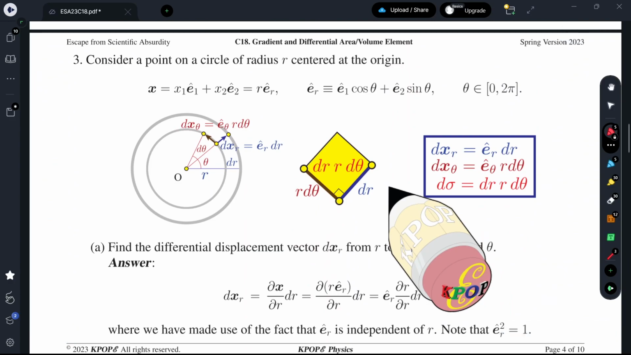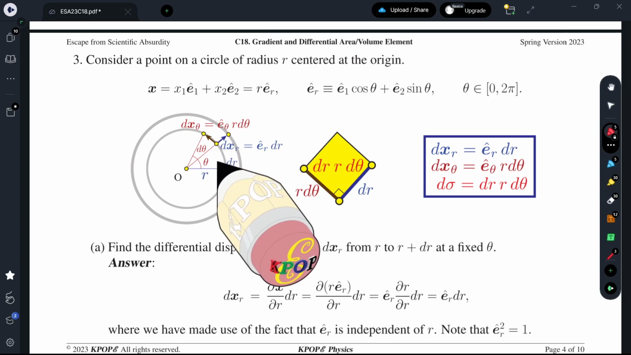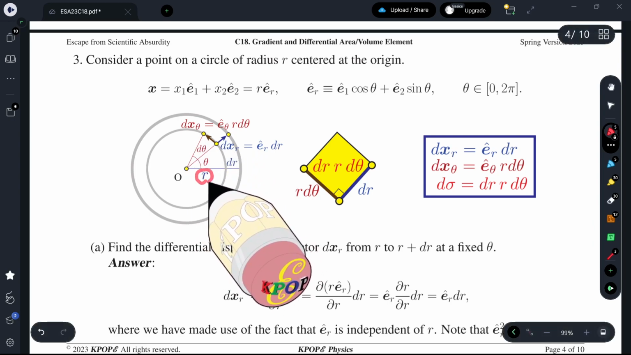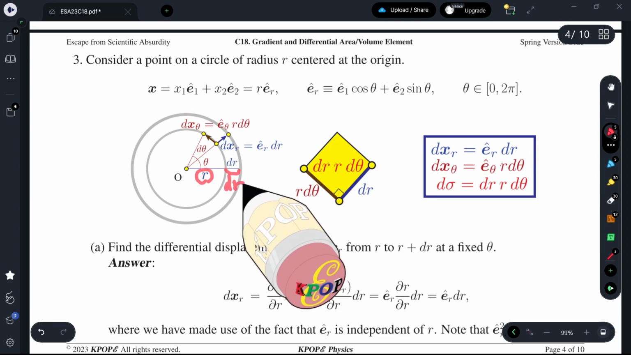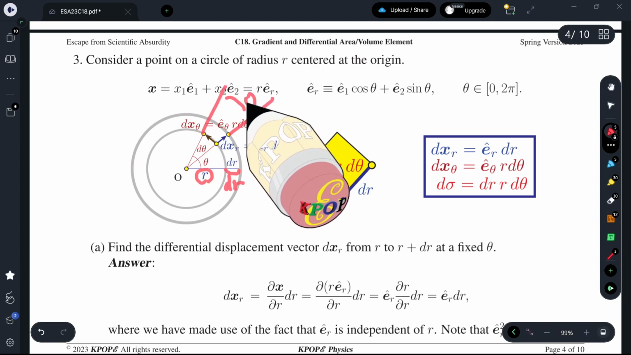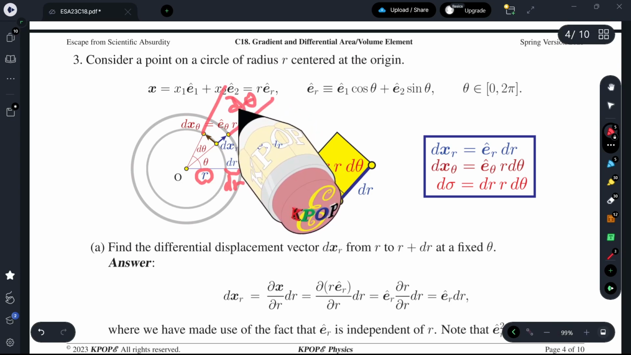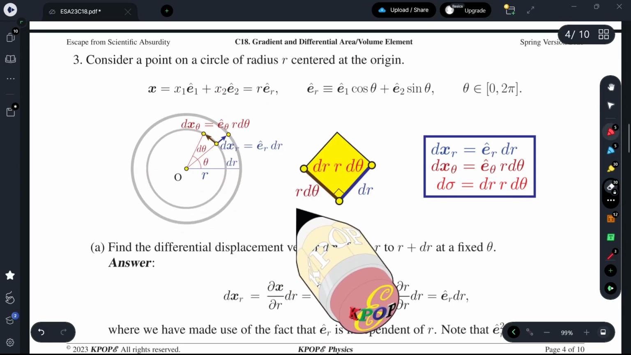Let us consider a point on a circle of radius r centered at the origin. This is the circle of radius r, and we would like to introduce a differential radius, and we would like to introduce a differential angle d theta.